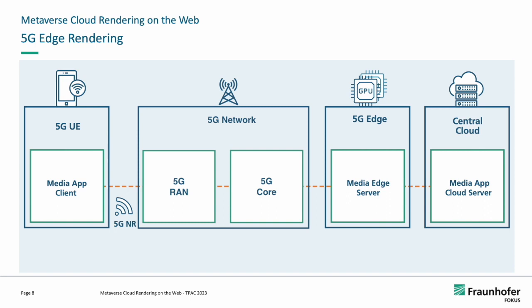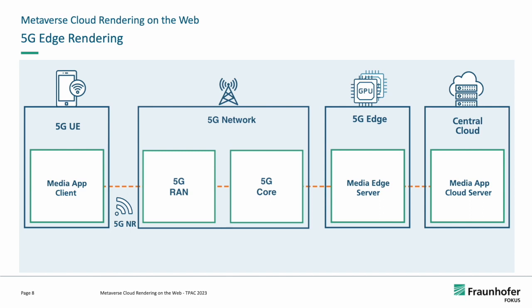A critical aspect of a cloud rendering pipeline is connectivity. Latency and packet loss significantly impact the user experience. This is where 5G technology comes into play, allowing for metaverse experiences to be rendered on the edge of the 5G network, reducing latency. Through 5G network slicing, it's even possible to introduce network slices tailored to the requirements of remote rendering and streaming.